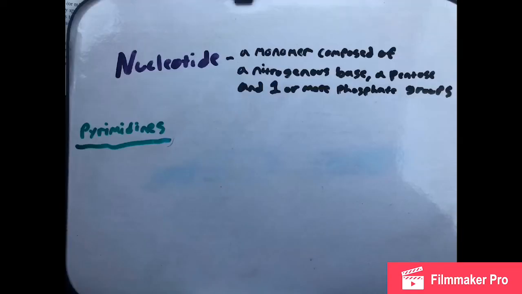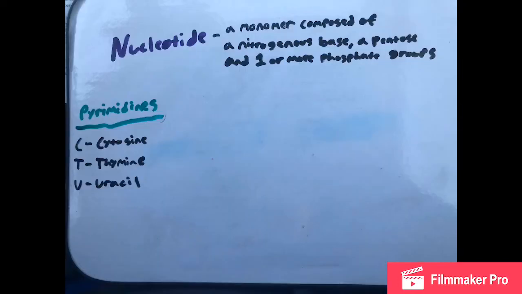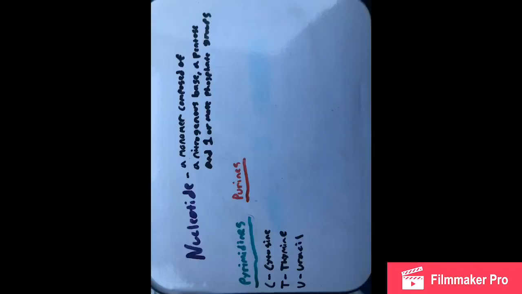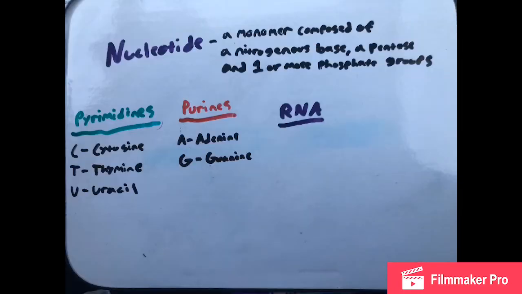A nucleotide is a monomer that is composed of a nitrogenous base, a pentose or sugar, and 1 or more phosphate groups. These monomers are grouped into pyrimidines and purines. The pyrimidines consist of C, cytosine, T, thymine, and U, uracil. The purines consist of A, adenine, and G, guanine.